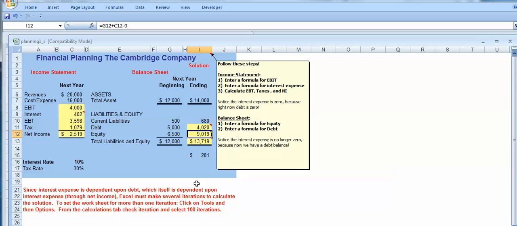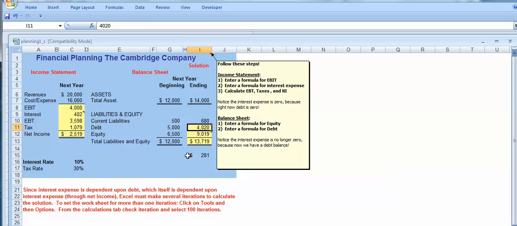Now notice, as our debt number goes up, watch what happens to interest expense and net income. As debt goes up, interest expense goes up, net income goes down, and ending equity also goes down. Let's see that one more time. Right now, ending equity is $9,300. Once we put in the debt number, it goes down to $9,019.